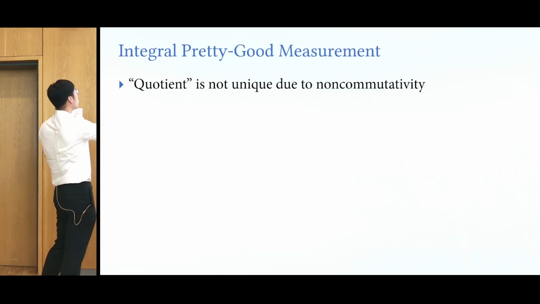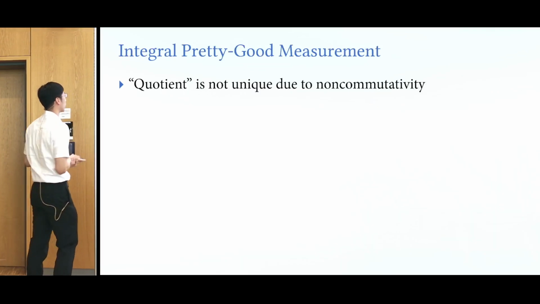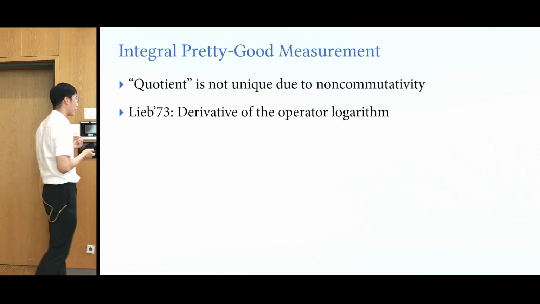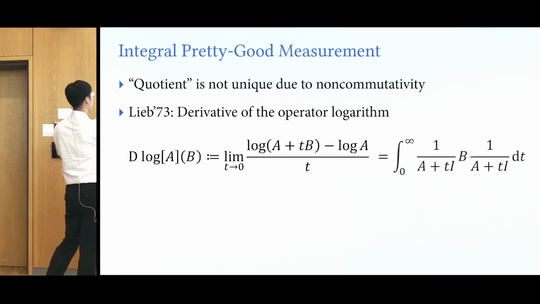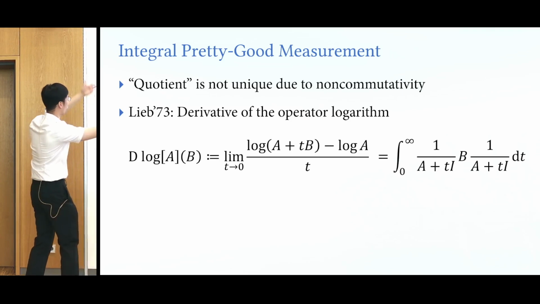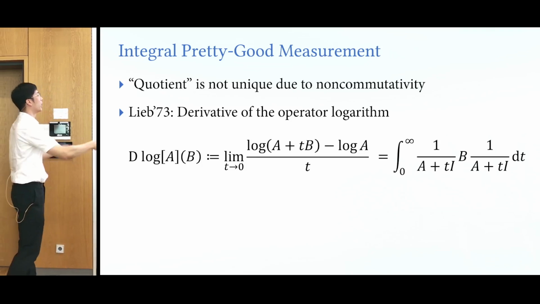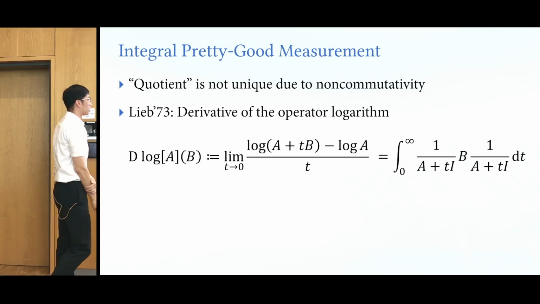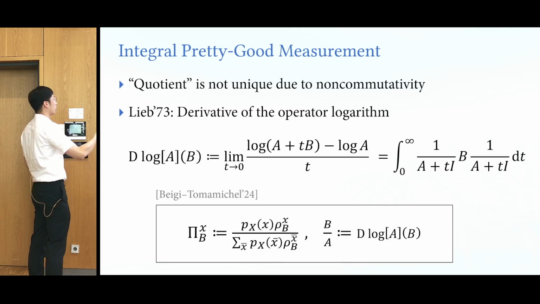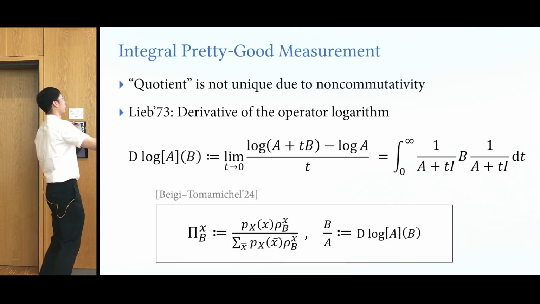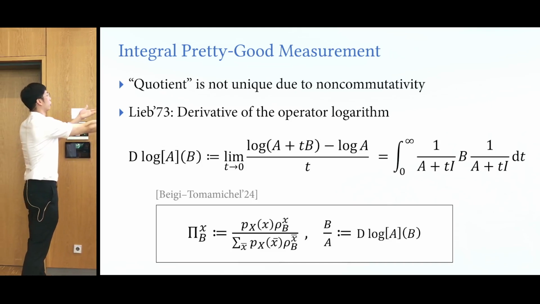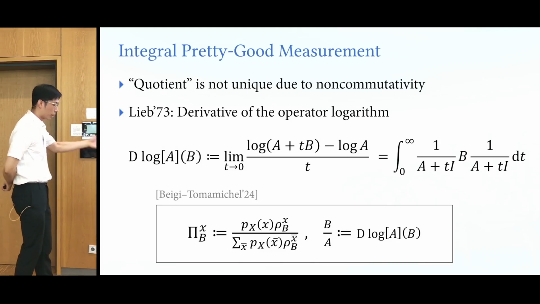In a quantum setting, the quotient is not unique due to non-commutativity. And in Lieb's famous concavity paper in 1973, he realized that the derivative of the operator logarithm can be viewed as the quotient, because the derivative of log is like 1 over A in the direction B. He derived this integral formula. So Hayashi and Tomamichel, in their paper, used this kind of pretty good measurement defined by this quotient. I will use this shorthand for the derivative of A in direction B.